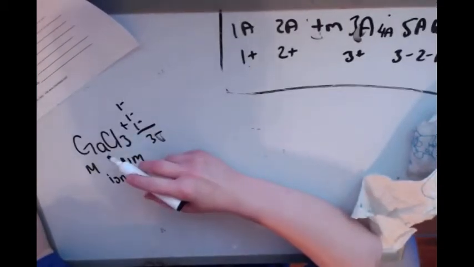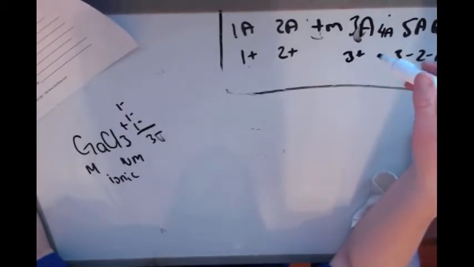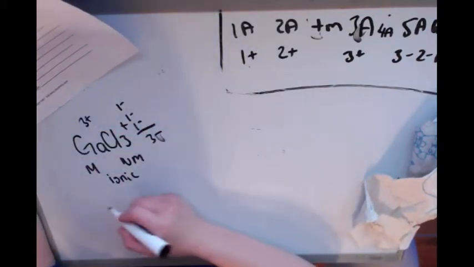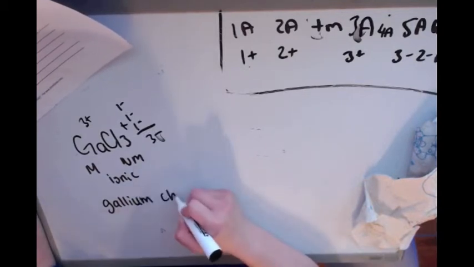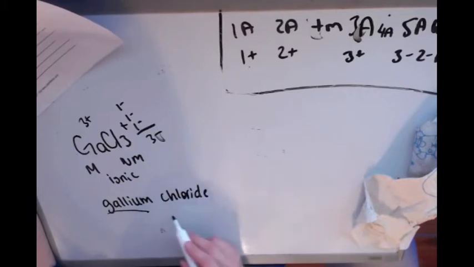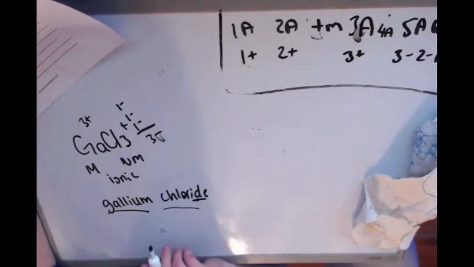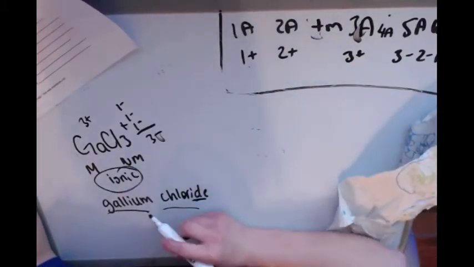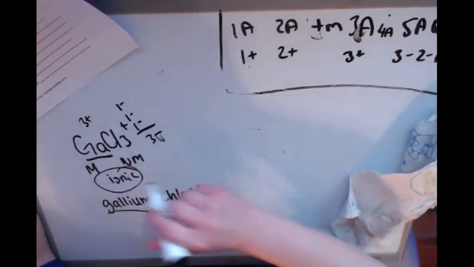And gallium is in the 3A column, so you know that it has a 3+ charge. So it's already balanced, all that good stuff. So we simply call that gallium chloride. Just the name of this atom, and then this atom's name with "ide." No prefix is needed because it's an ionic compound. And no Roman numerals are needed because this is not a transition metal.